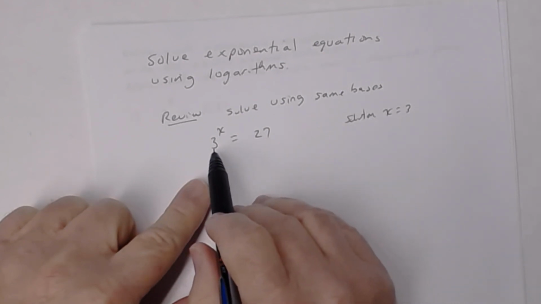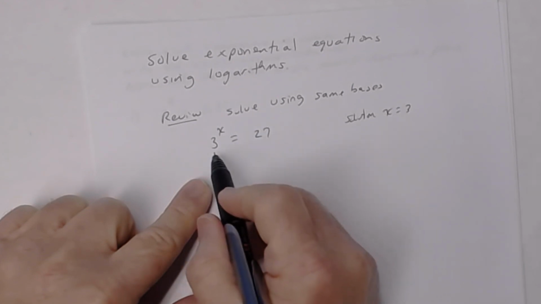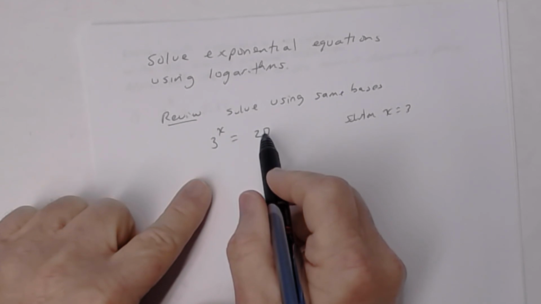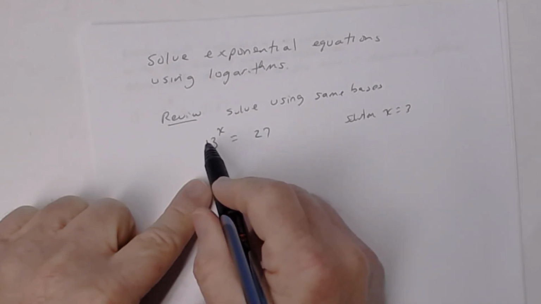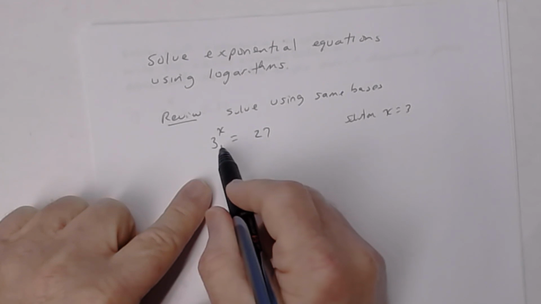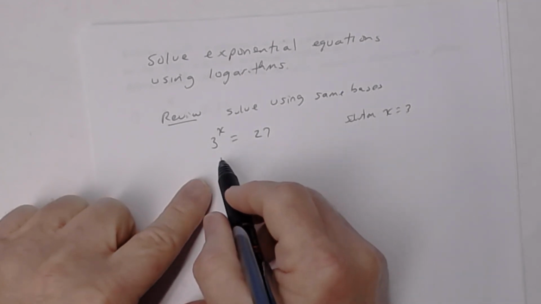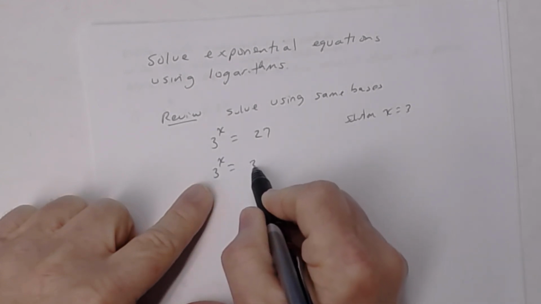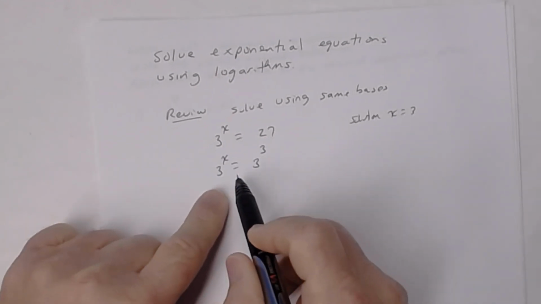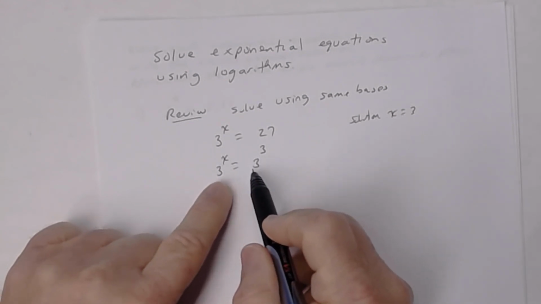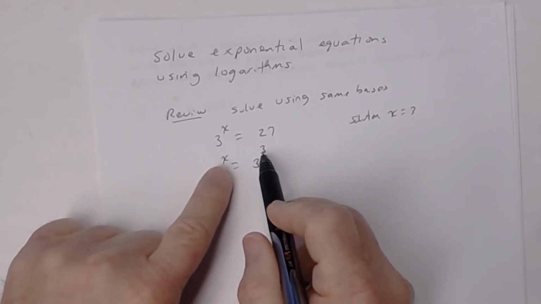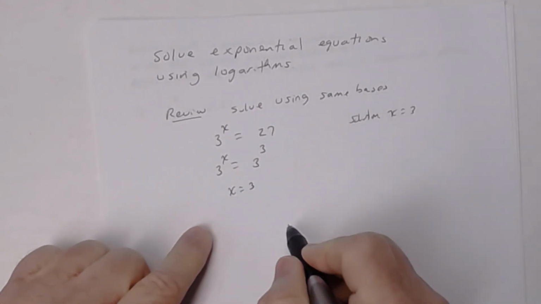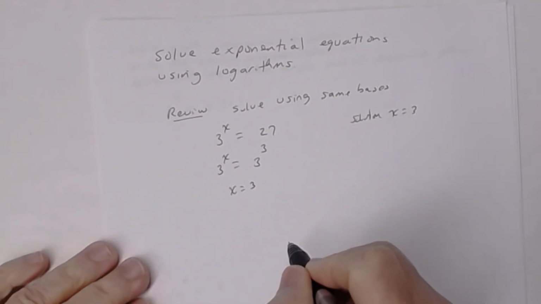If you remember, what we did here was we asked ourselves, is there any way I can write 27 as 3 raised to an exponent? And the answer is yes. We can write 27 as 3 cubed. And then we remember that whenever the bases are the same, the exponents have to be equal. So x must equal 3, right? All right, that's a very simple example.